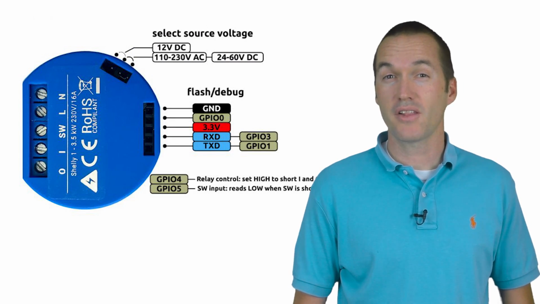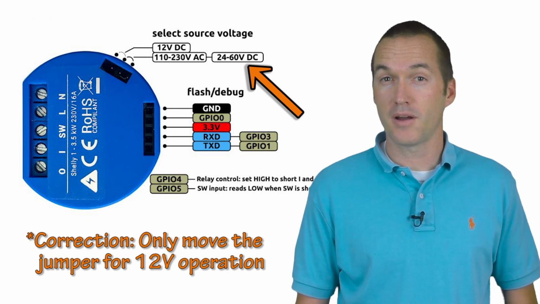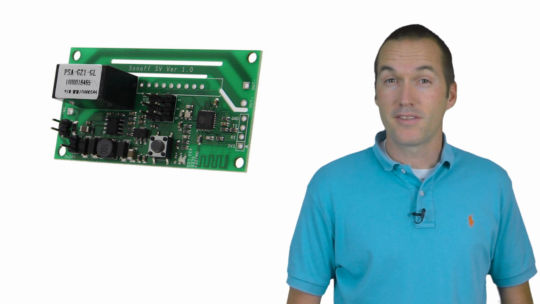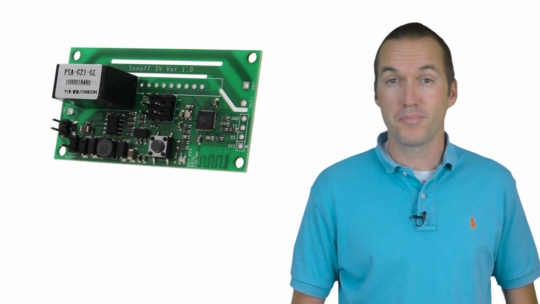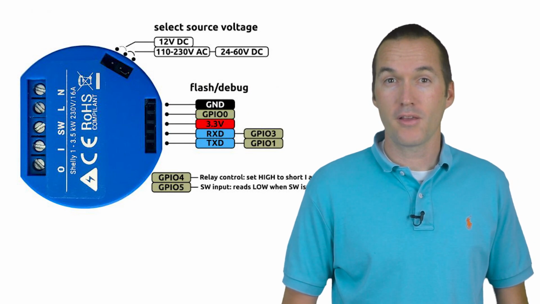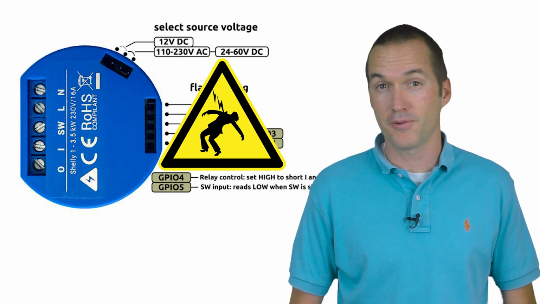Number three, the Shelly can also be operated with 24 to 60 volts DC. You just move the jumper to the other two pins and you're ready to operate in DC mode. Sonoff makes the Sonoff SV, which can be operated from 5 to 24 volts, but again, that's a completely separate device. Number four, the Shelly1 GPIO cannot and should not be used when connected to mains voltage.